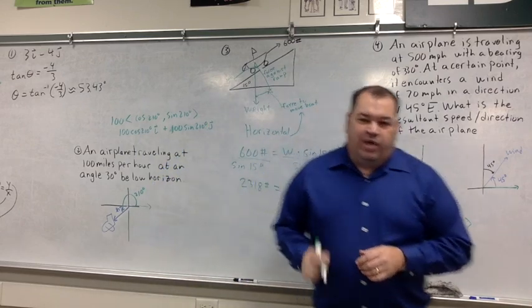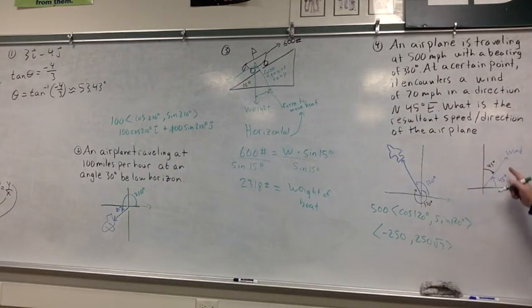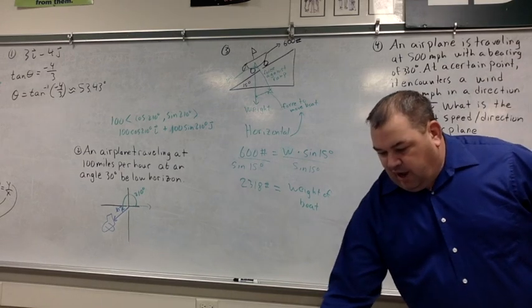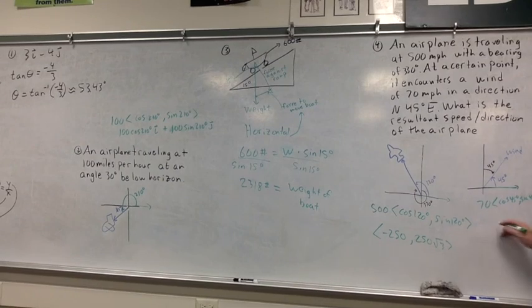Now, if we look at the wind, it is blowing at 70 miles an hour, and we're dealing with a 45 degree angle. So we've got cosine of 45, we've got sine of 45. I know I'm running out of screen here. So when I multiply those two in, I get 35 square root of 2 and 35 square root of 2.